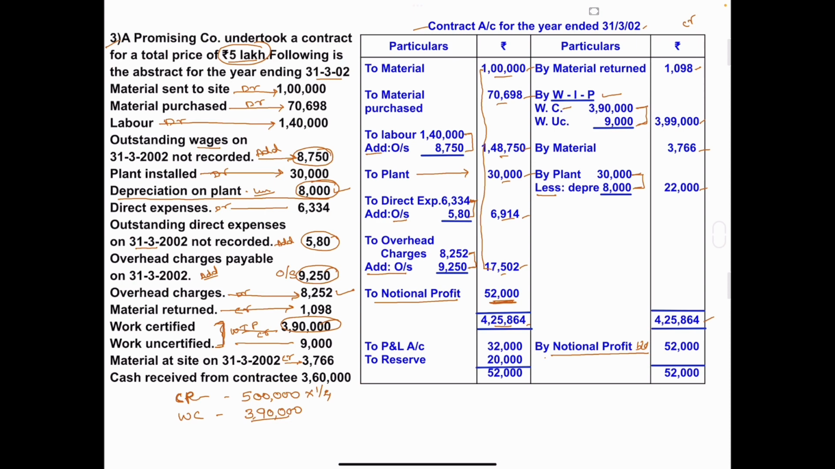5 lakh into half, that is 2,50,000 you will get. So the second condition is also not applied.